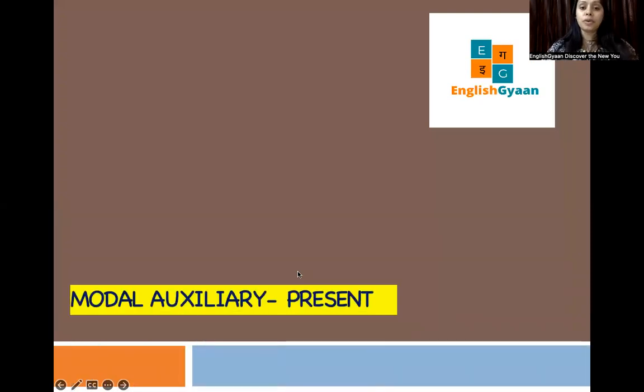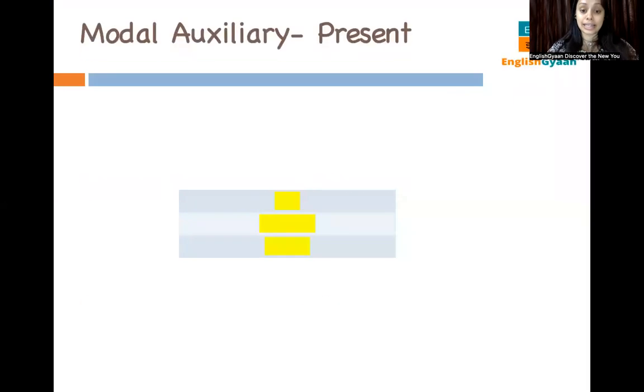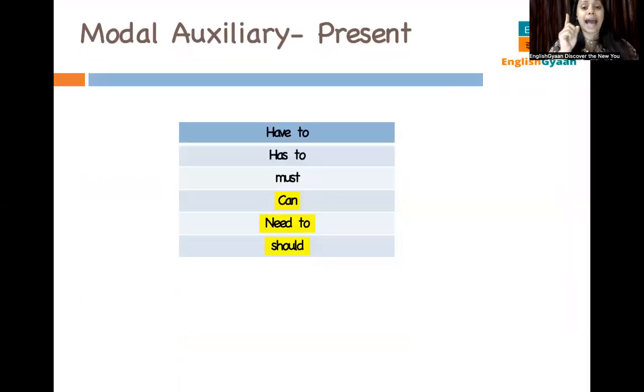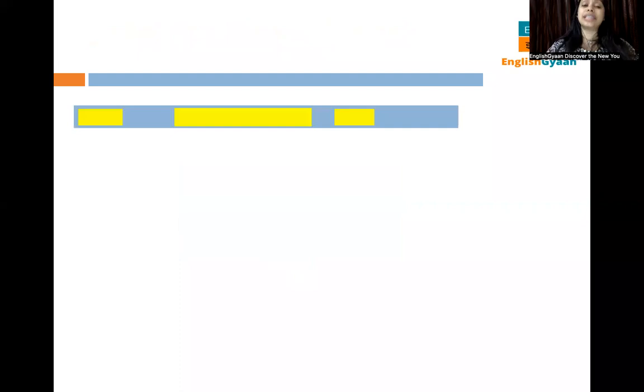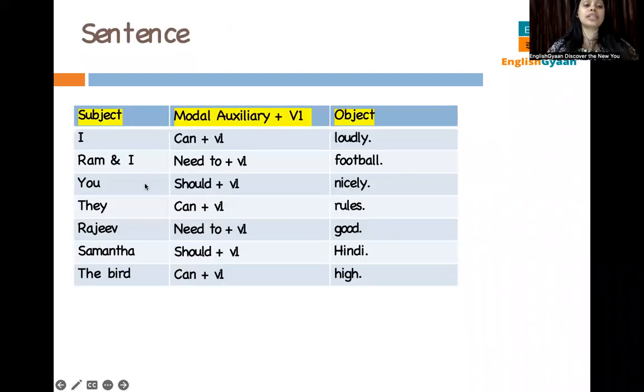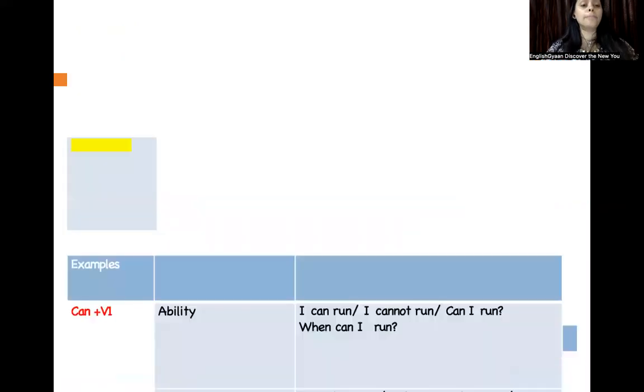So today we are going to focus on modal auxiliary in the present tense, and our focus is going to be can, need to, and should. We should be aware where to use these terms and how to use these terms. So the sentence formation is going to be subject plus modal auxiliary that we are going to learn. And always remember the verb is going to be of the first form. Whenever you make use of can, need to, should, the verb will always and always be of the first form, and then comes the object.